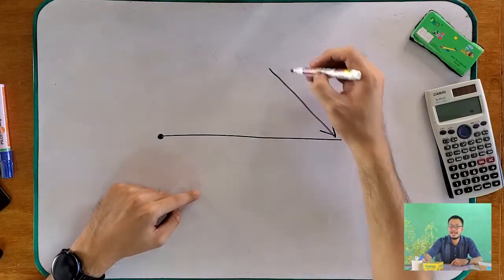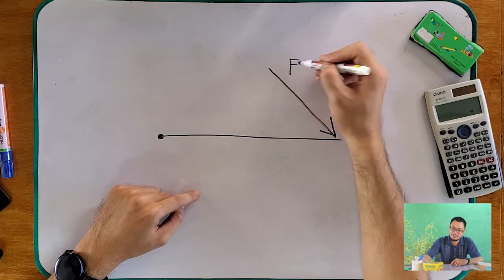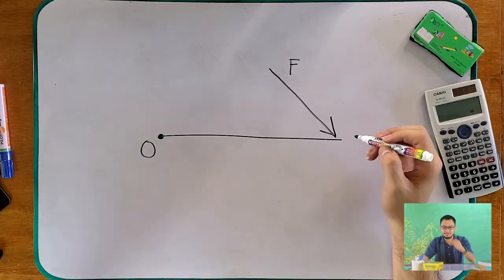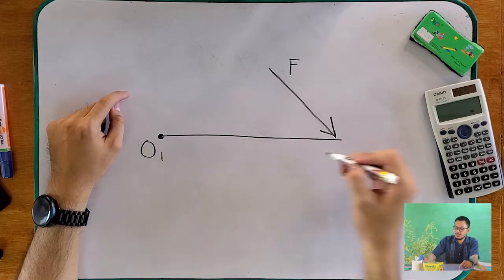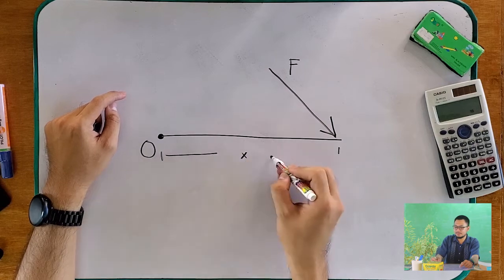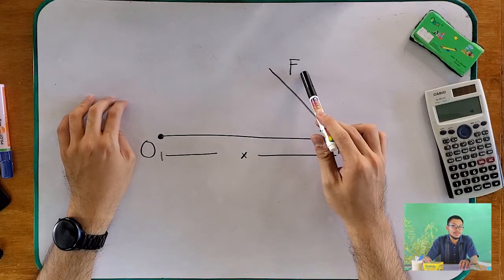And I'll be giving a problem here. Let's say, for example, I have a force of F here. And this is your moment axis. And this is the only given direction. The question is, how can you determine the moment of this force?